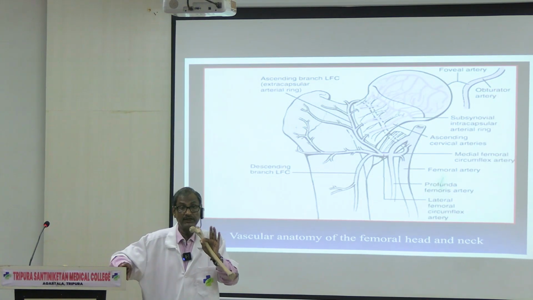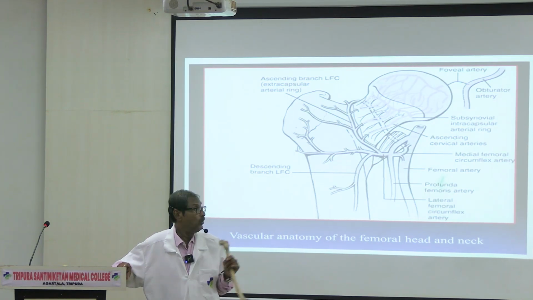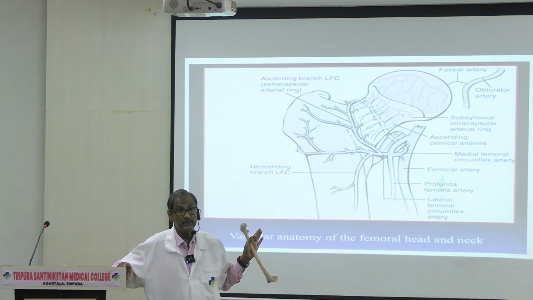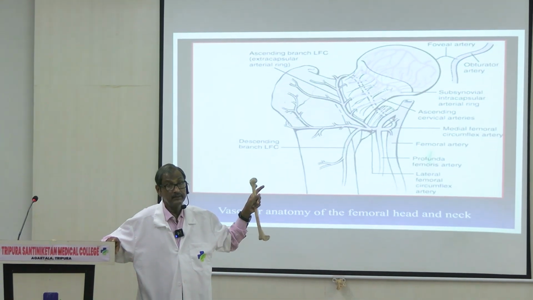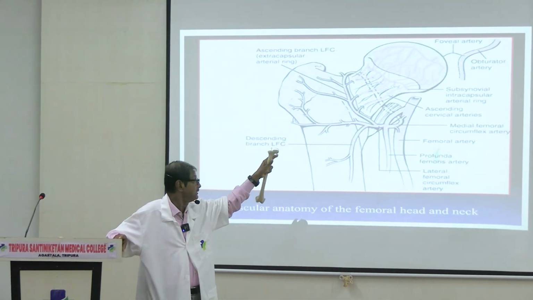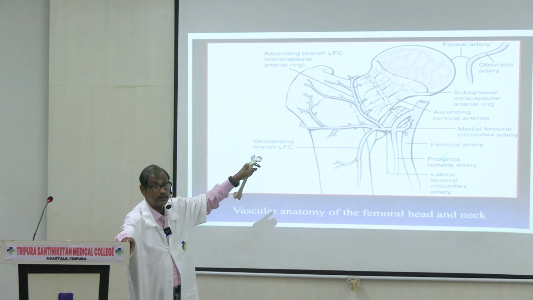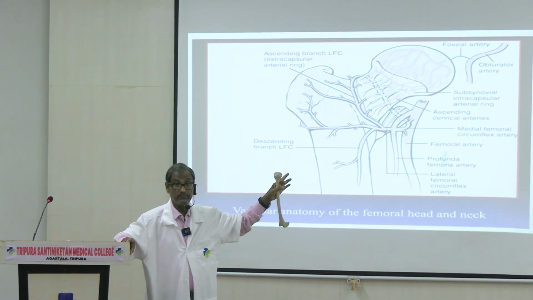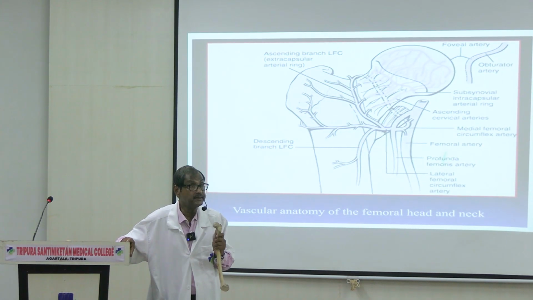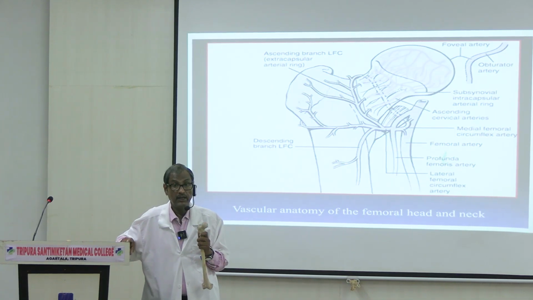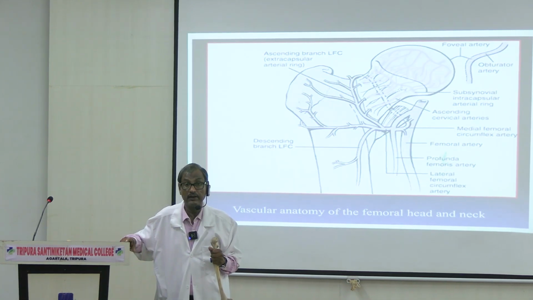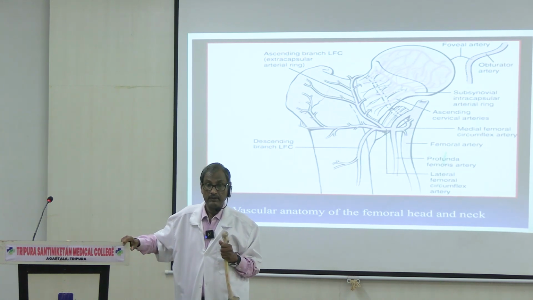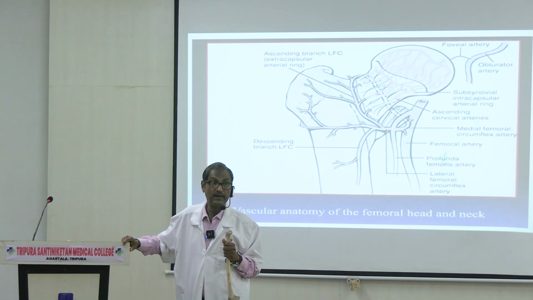Four to eight years of age is the age when all the vessels are there. The foveal artery shuts down, and the retinacular artery is gradually growing. So four to eight is a critical age for children. Avascular necrosis of the femoral head is very common in children of four to eight years.